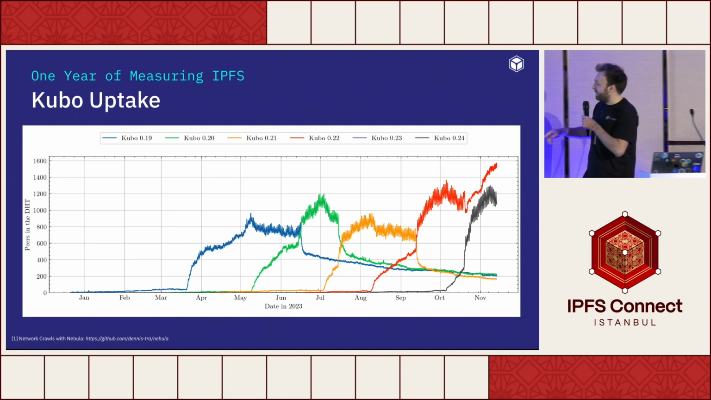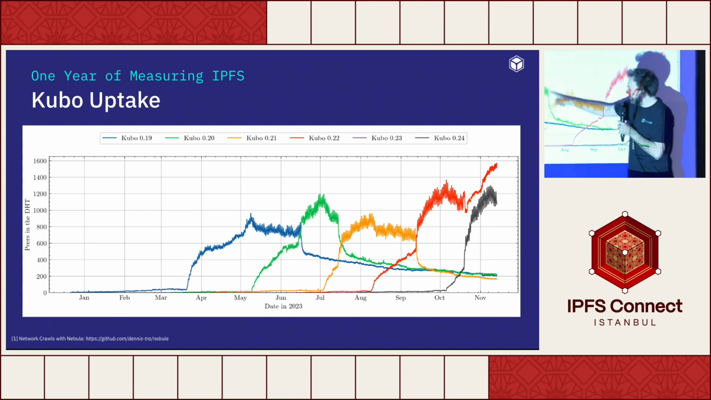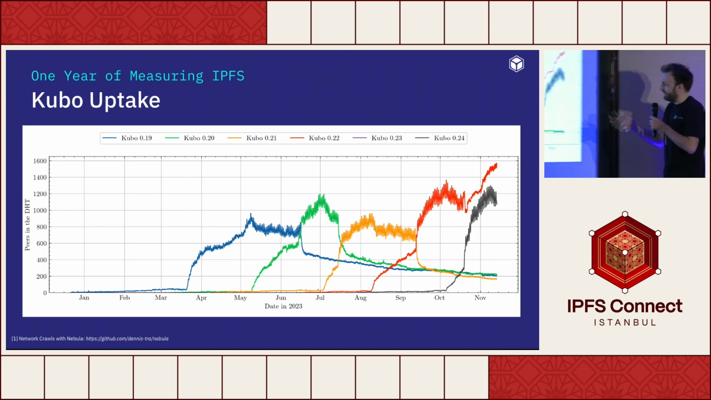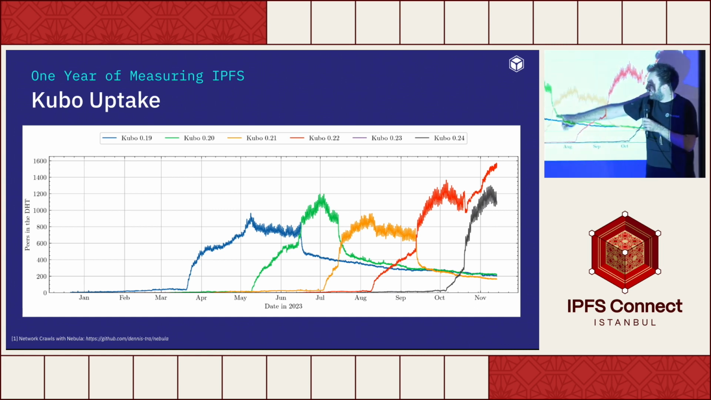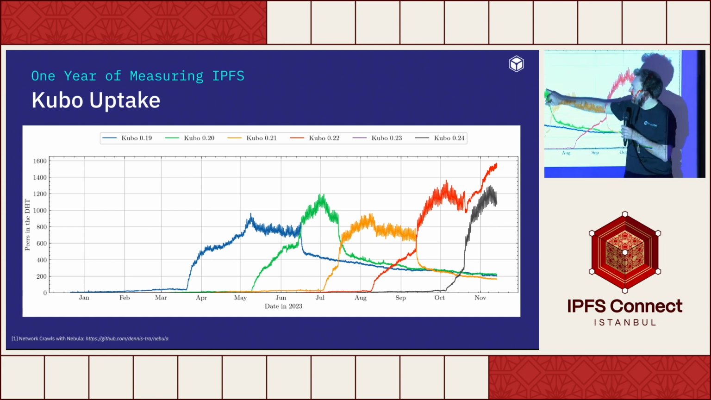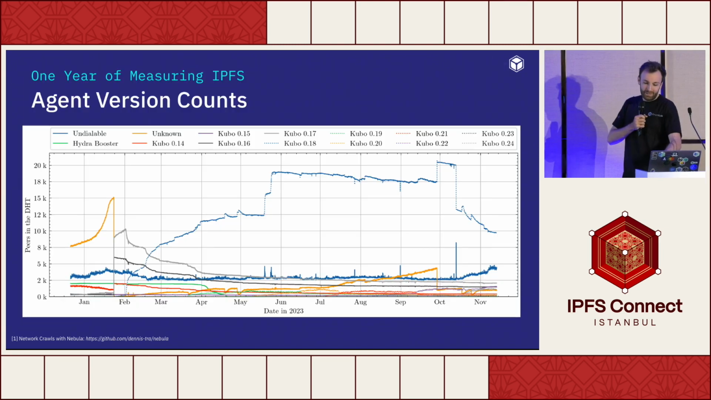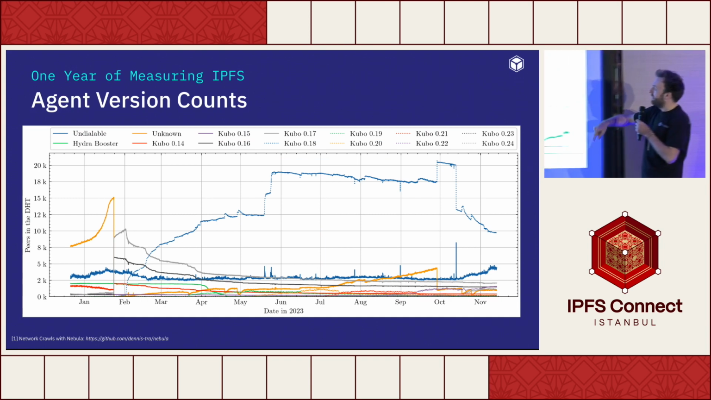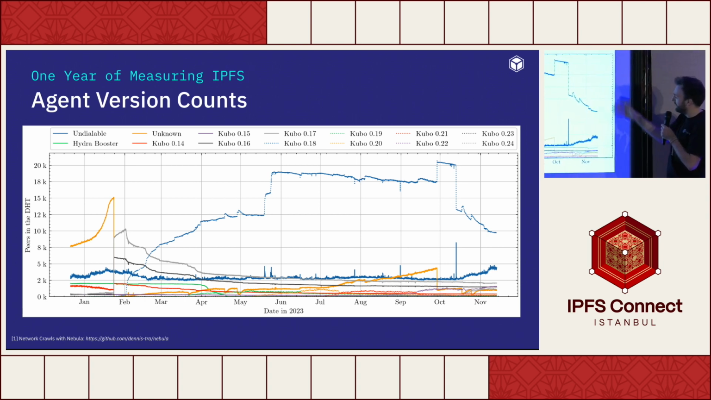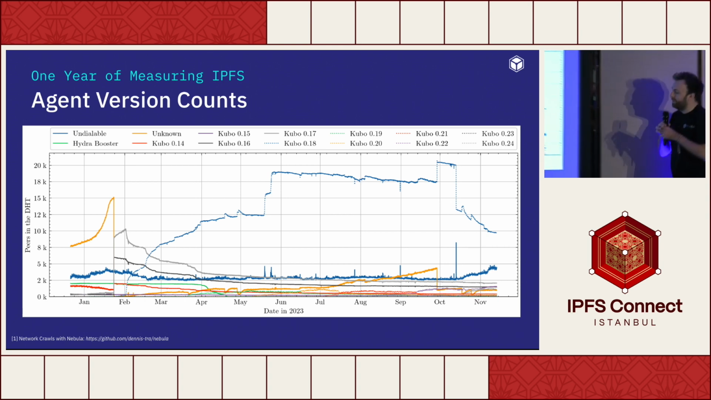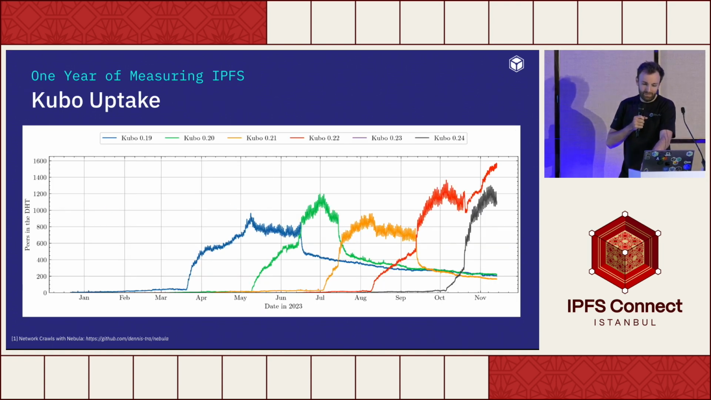And we can also see that every time a new Kubo version is released, the previous version goes down, which is also expected. But what would actually be better is that not only the previous, newer Kubo version goes down, but also some of these quite old versions. They are not particularly old, but for example, it would be great if this Kubo 0.18 version would go down significantly if a new Kubo 0.24 version was released. So these are just a few insights that we can see from this data.